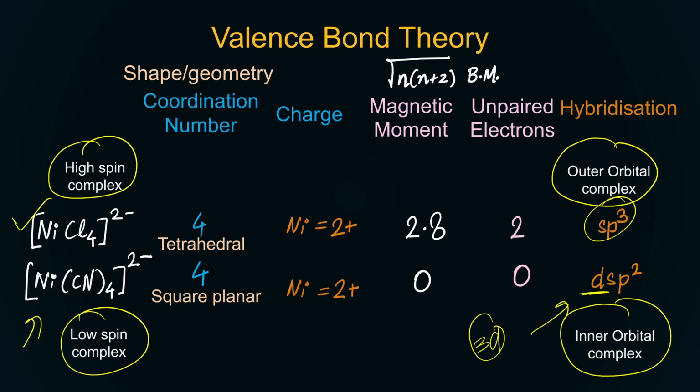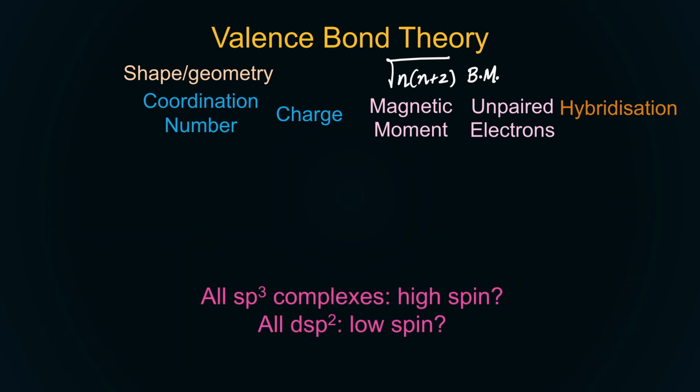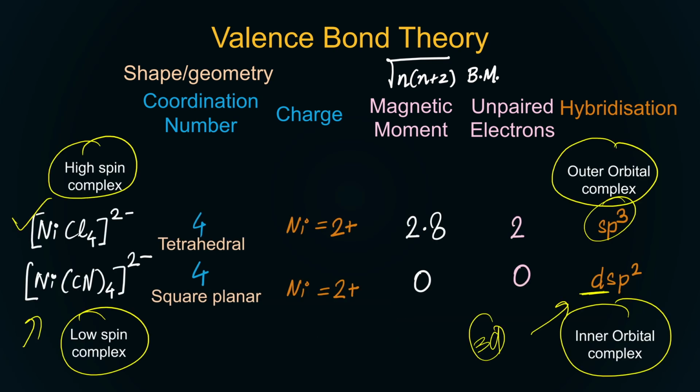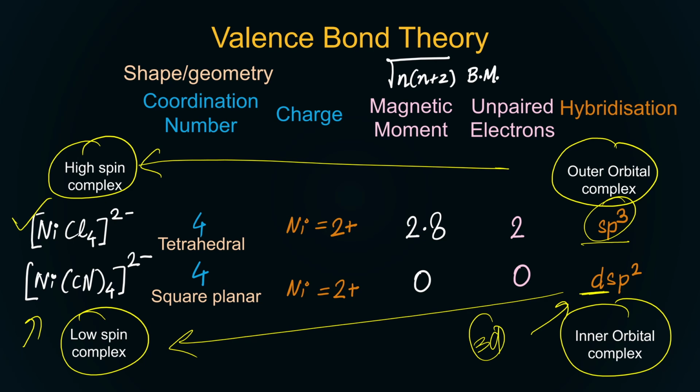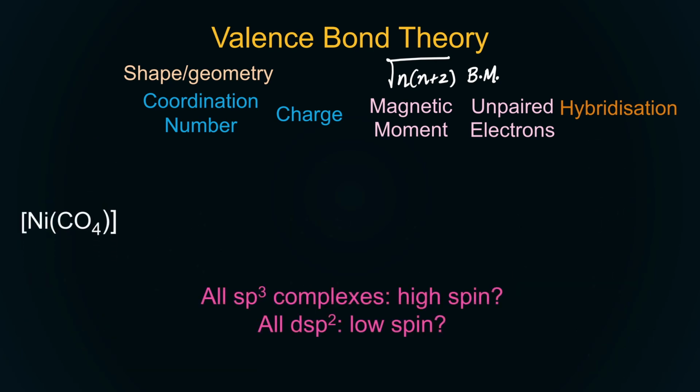But hold on, does this mean that all sp3 complexes are high spin and all dsp2 are low spin? Why am I asking this question? Look at this. Let's go back here. Okay, sp3 happens to be high spin. Okay, dsp2 happens to be low spin. Can you make a general conclusion? I don't know. You tell me.